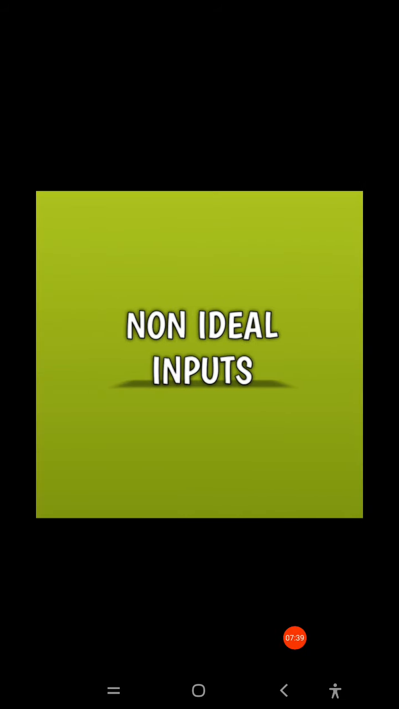Non-ideal inputs means the inputs are not exactly 0 or 1, and the outputs are also not exactly 0 or 1. Actually, ideal inputs are 0 and 1, that is 0 volts and 5 volts. But the inputs and outputs are not exactly 0 volts or 5 volts. The inputs or outputs may vary, whether it is input or output. Those are the non-ideal inputs.